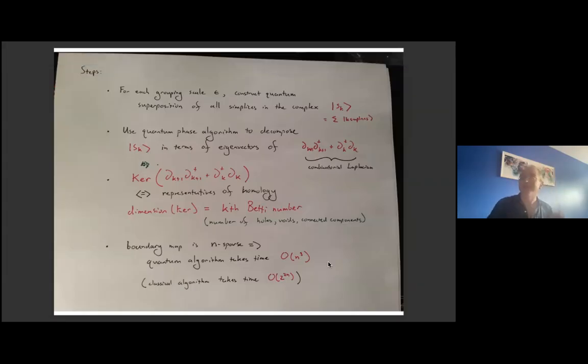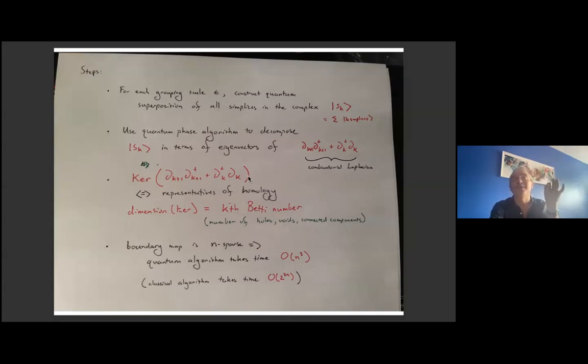And actually, if you square that matrix I just got, you'll see that its on-diagonal parts are in fact these things right here, the things in which we're trying to find the kernel. This boundary map is n sparse, and that means that I can just use the quantum phase estimation algorithm to find things that are in the kernel.